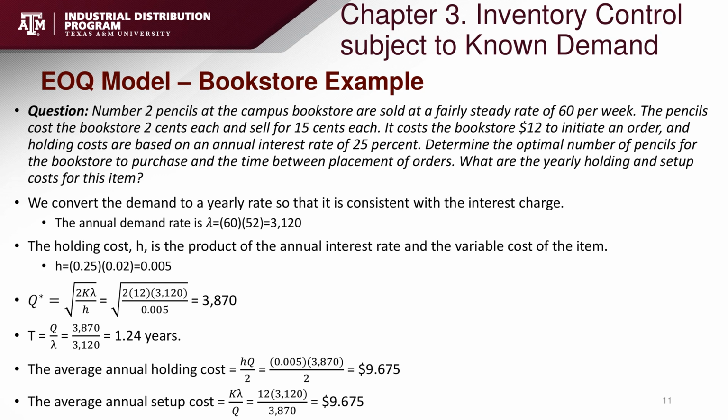The time between orders T is 3,870 over 3,120, about 1.24 years. And the holding and setup costs both land on the same number, right around $9.68. Now here's the insight the textbook flags. Notice the selling price, 15 cents, never showed up in the math. We'd order the same amount whether a pencil sold for 15 cents or $2 because demand is assumed steady no matter the price.